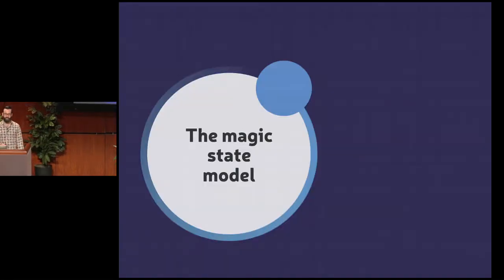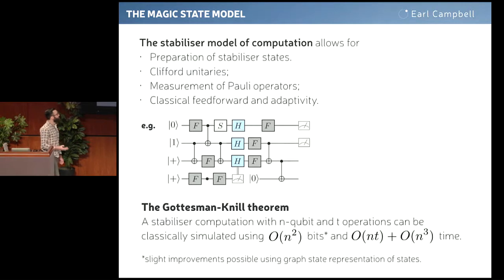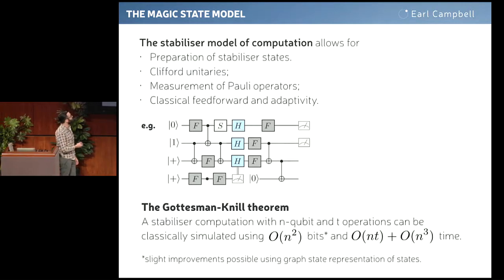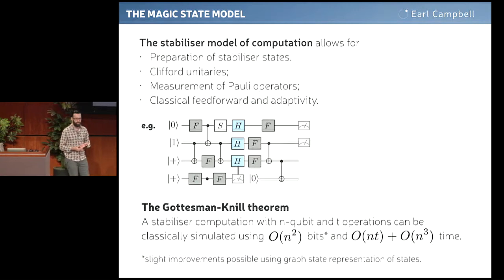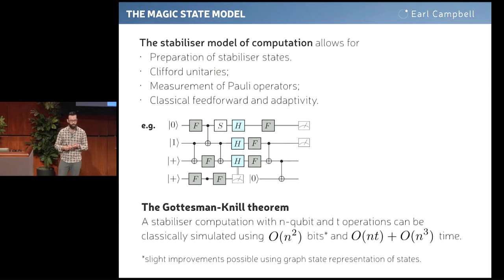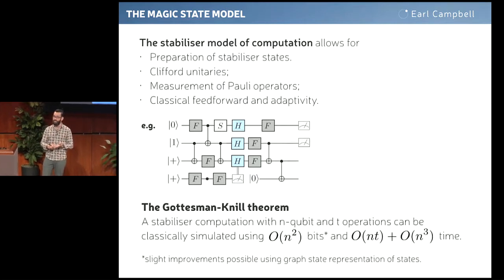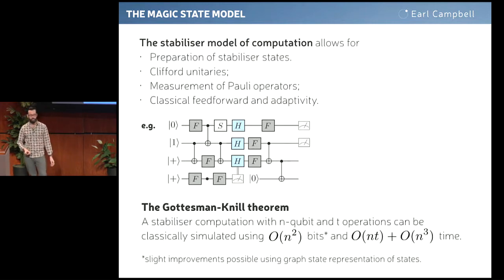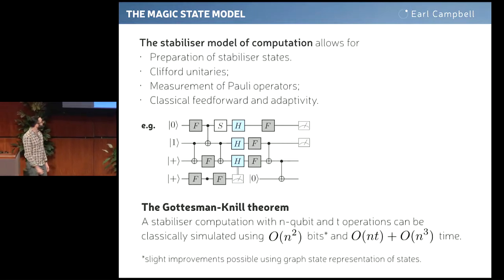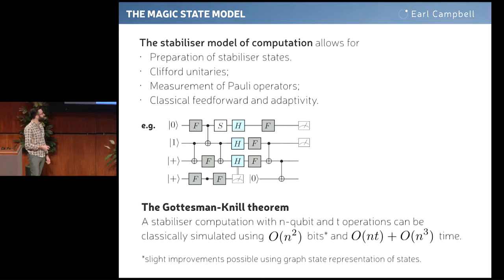So let's cover the background material. Before we define the magic state model of computation, we've got to say what the stabilizer model of computation is. This is a model of computation where you can prepare stabilizer states, you can perform Clifford unitaries, you can measure Pauli operators, and you can perform classical feedforward and adaptivity. The stabilizer states include things just like the computational basis states, 0, 1. The Clifford operations include CNOT, Hadamard, S-gate, so you can generate entanglement, superposition, all of these things. But such circuits can be simulated using the celebrated Gottesman-Knill theorem or method. So you have some polynomial scaling in the amount of time and bits that you need to simulate such a circuit.